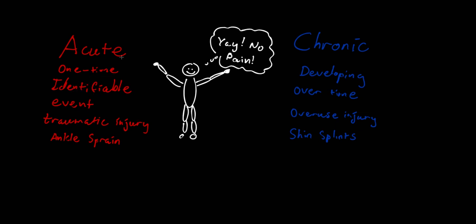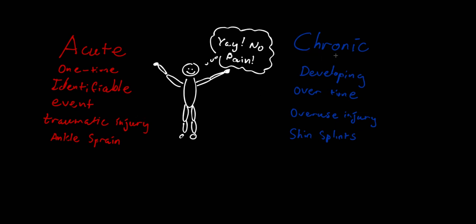So, usually, acute injuries are traumatic injuries. Like an ankle sprain is something where your ankle's fine, then it hurts. There's an identifiable, one-time event, and then it's hurt after that. Then you have to treat it.